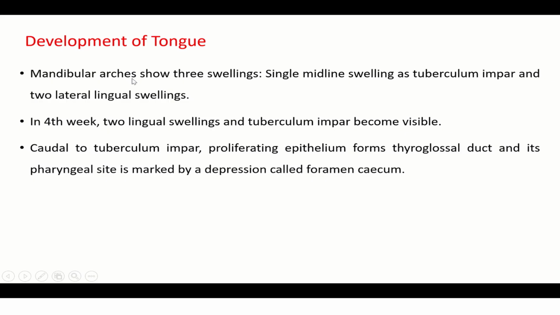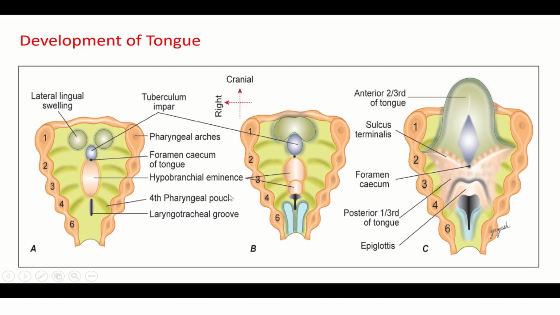So the mandibular arches show three swellings: a single midline swelling called tuberculum impar, and two lateral swellings called lingual swellings. So in the fourth week, the two lingual swellings and tuberculum impar become visible. Caudal to tuberculum impar, the epithelium will proliferate and form the thyroglossal duct. So this is the precursor for development of the thyroid gland, and its pharyngeal site is marked by a depression called foramen cecum. As I've shown in the diagram, you can see this is the foramen cecum behind the tuberculum impar.